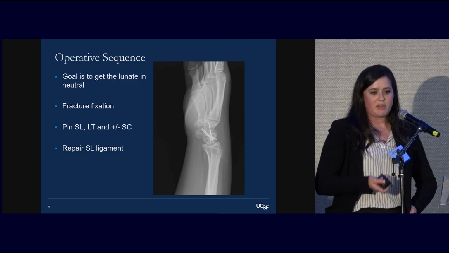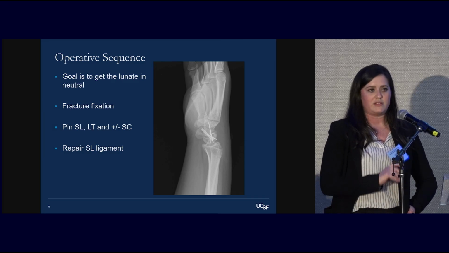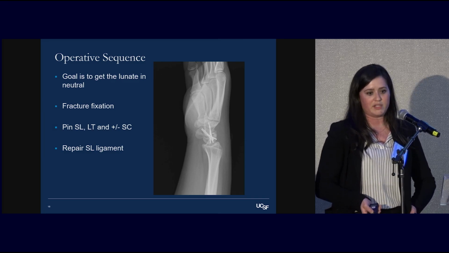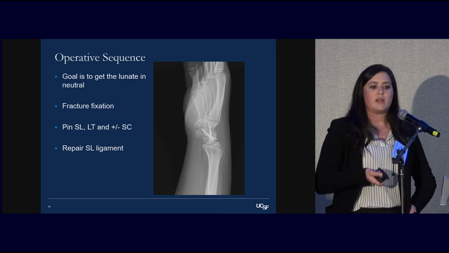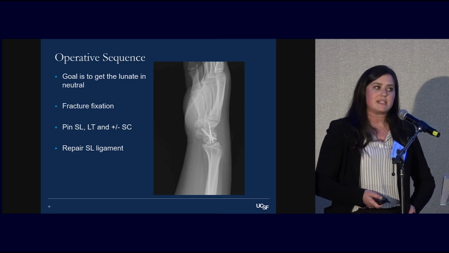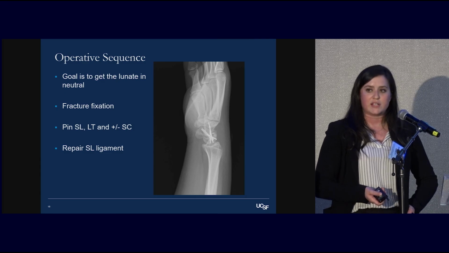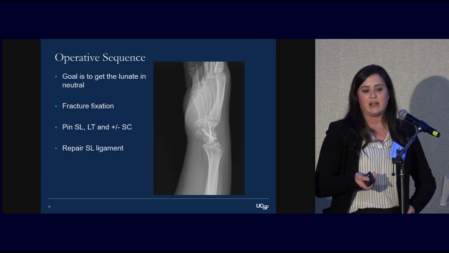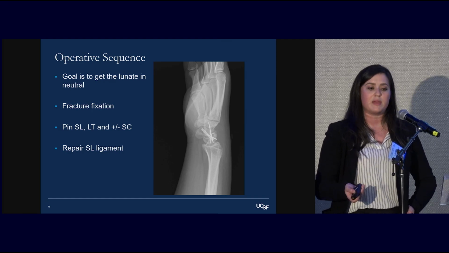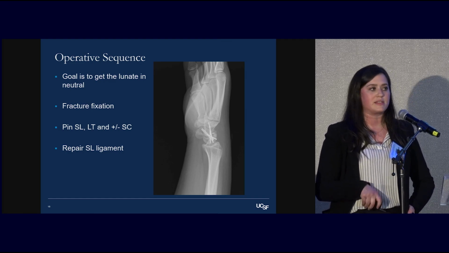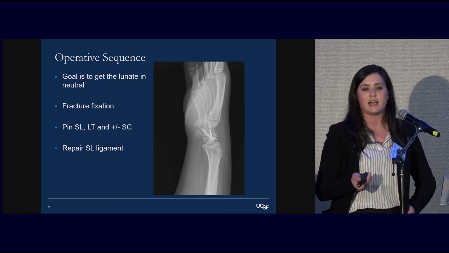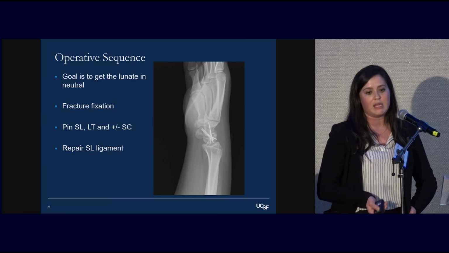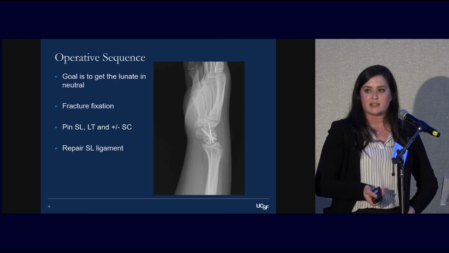Ultimately, your goal is to make sure that the lunate is in neutral. That is the pearl, that is the most important part of this operative sequence. You want to make sure that your fracture is fixed because, like I said, that can increase your stability and make the rest of your fixation and pinning of the carpus easier. I pin SL, LT, and SC, although some people do not pin SC. I pin the scaphocapitate joint because I think it helps with flexion of the scaphoid itself. And then ultimately, you want to repair the SL ligament.